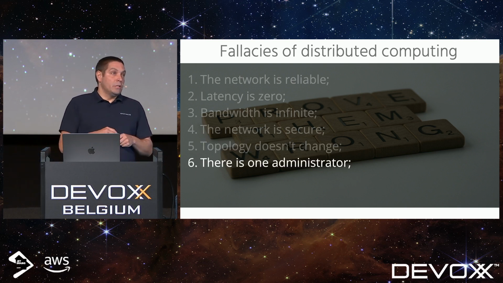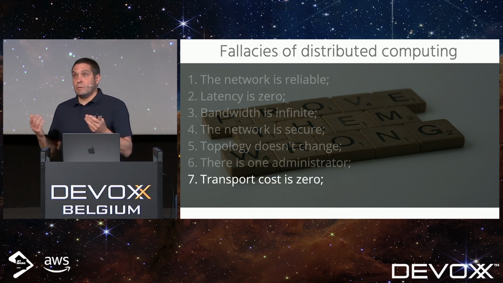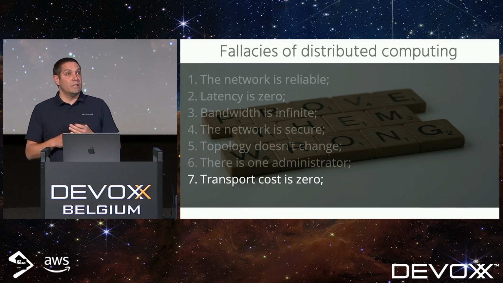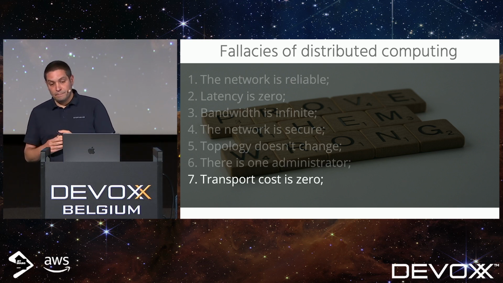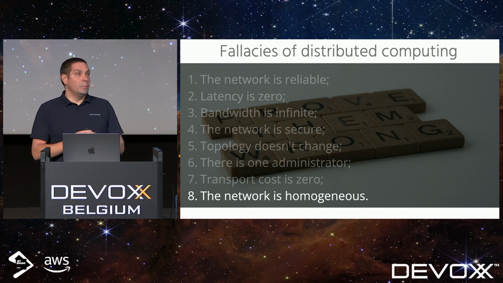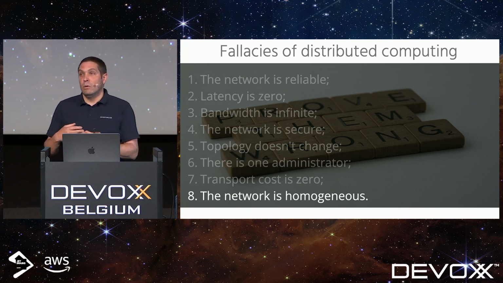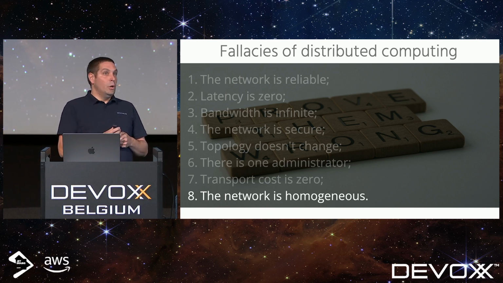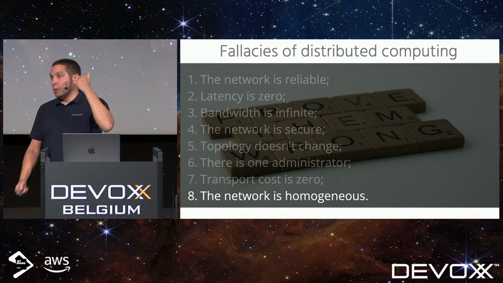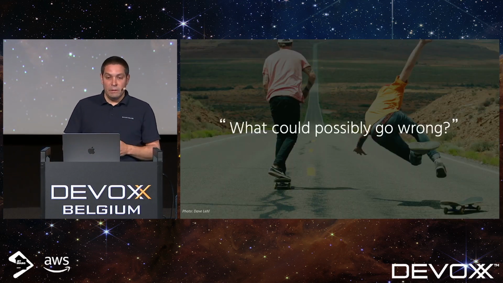There's typically more than one administrator, and different people do different things. It costs something to transport data. It may cost time, it may cost bandwidth, it may cost you money. And the network typically is not homogeneous, which means that some parts of the network may be more reliable or quicker than other parts. So knowing that these systems are difficult to reason about, knowing that we tend to make false assumptions, you may ask yourself, what could possibly go wrong?